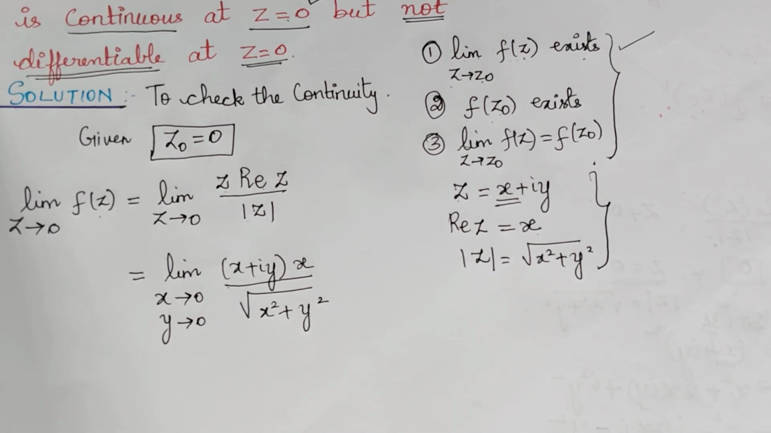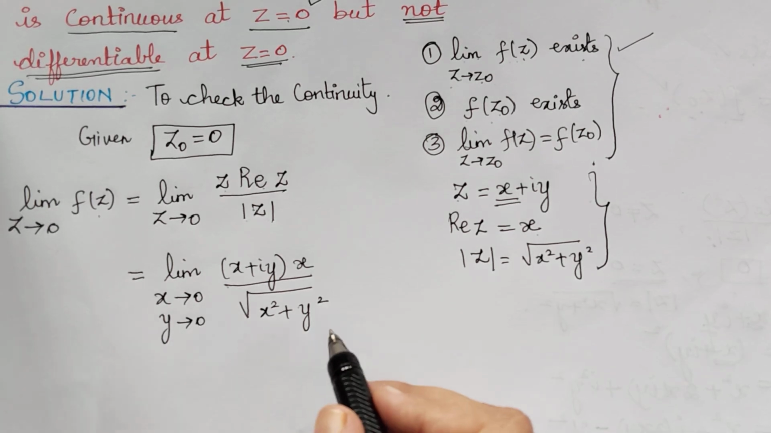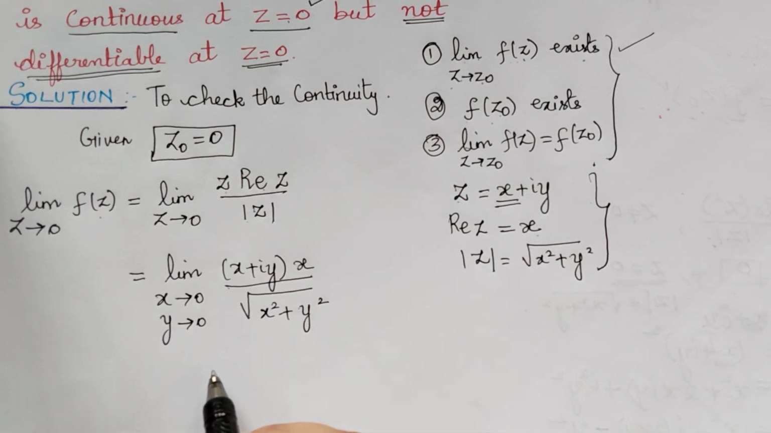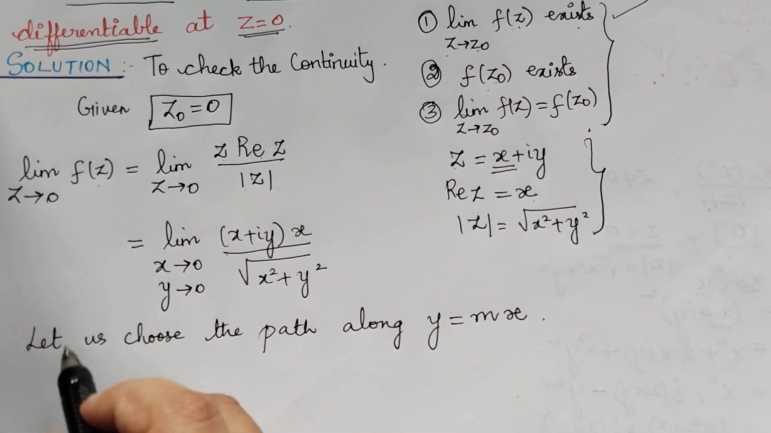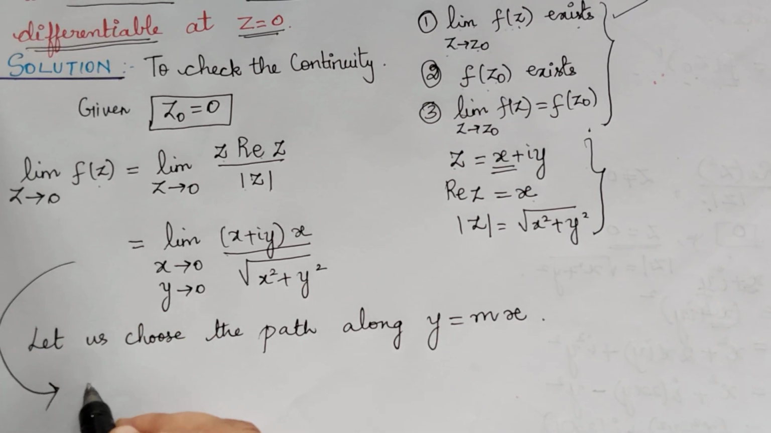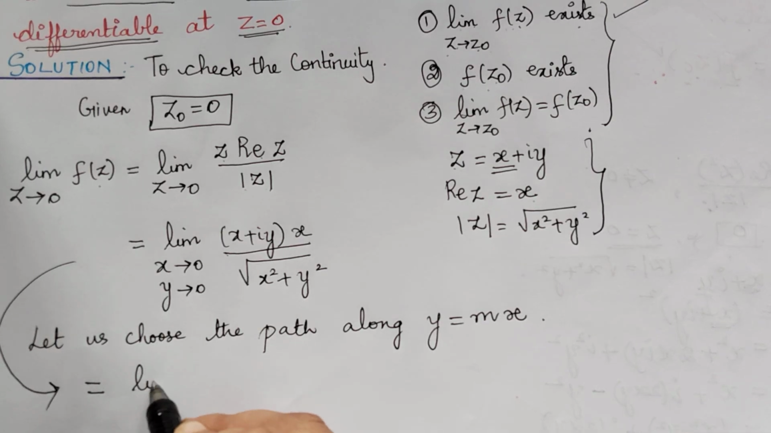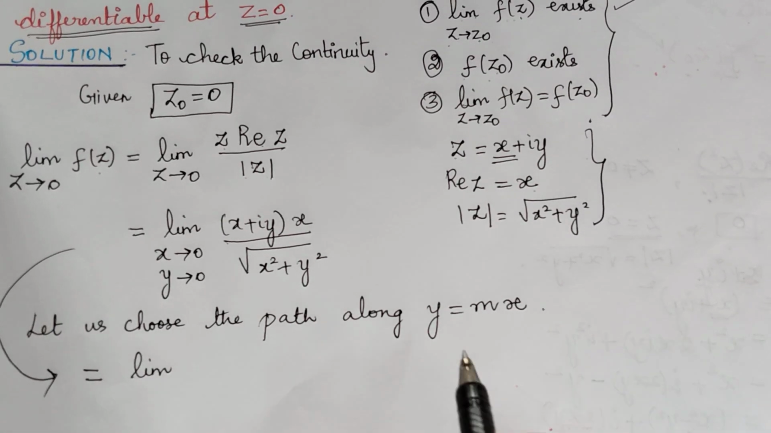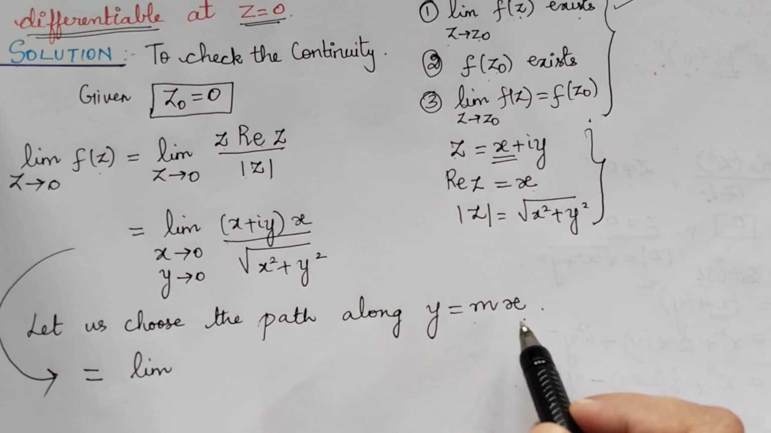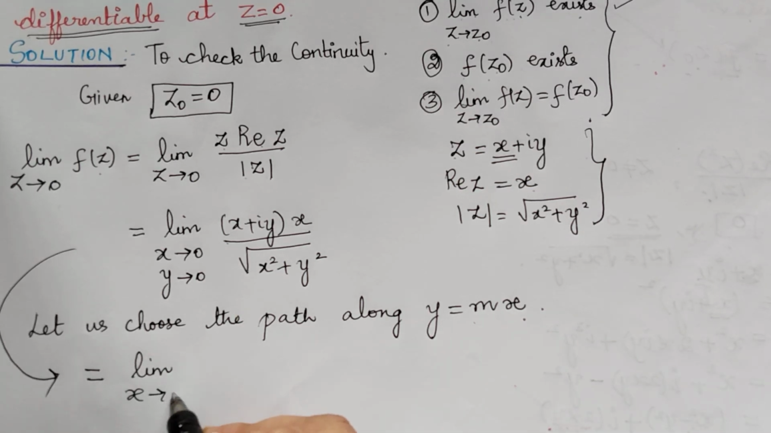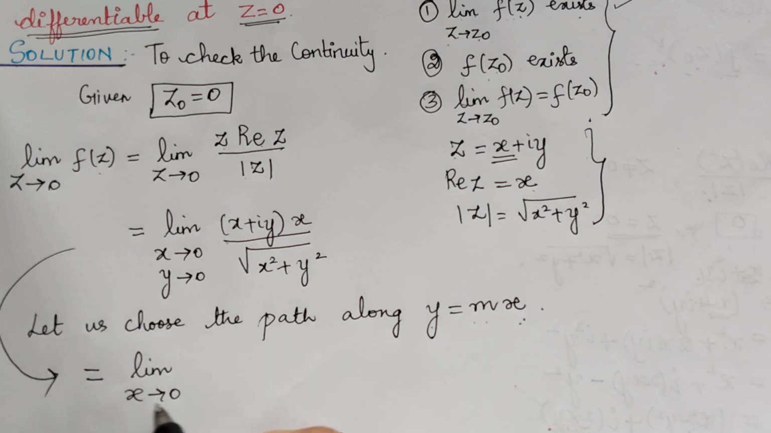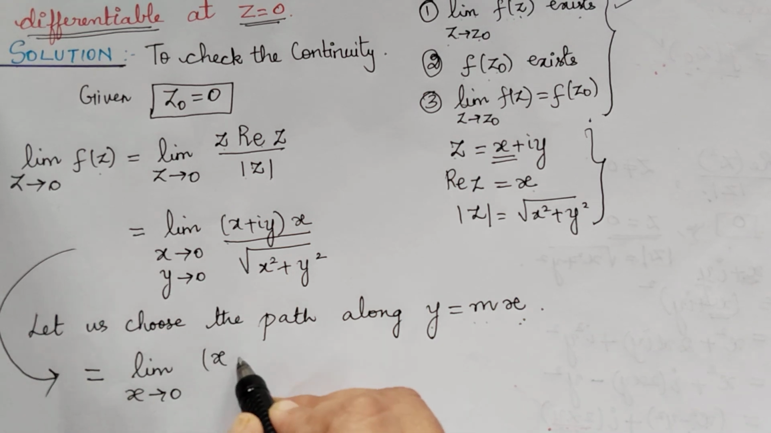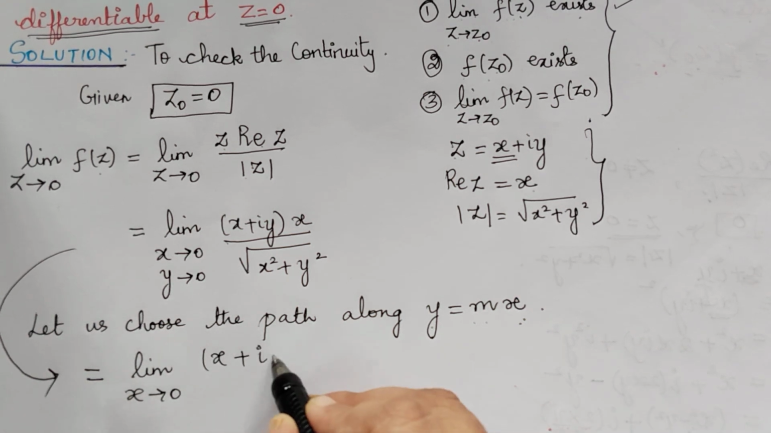In order to check that, we have to choose a path along some curve. So let us choose a path along y equal to mx. So this will be further equal to the limit, now since we have taken y to be equal to mx, we will have only limit x tends to 0 because y we are going to write in terms of x. So limit x tends to 0, x plus i, what is y?